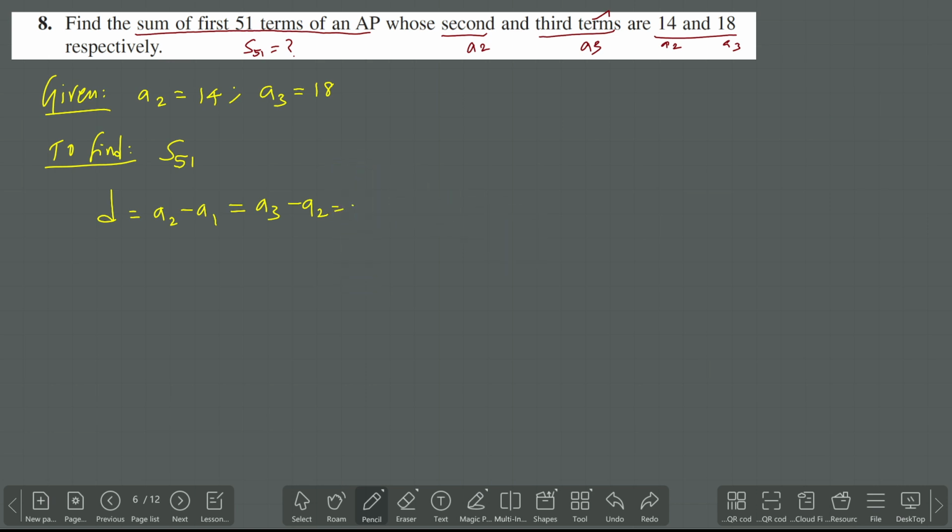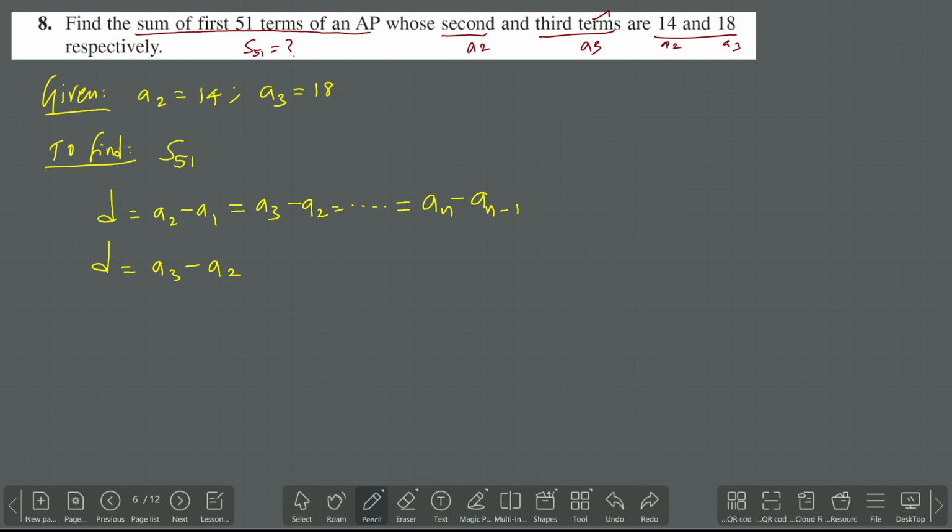So D equals An minus An minus 1. Am I right? Yes, this is the formula. If you choose one term and subtract the previous term, you will get the D value. So D equals A3 minus A2. Both the terms are given. Have you noticed? A3 and A2 are given.